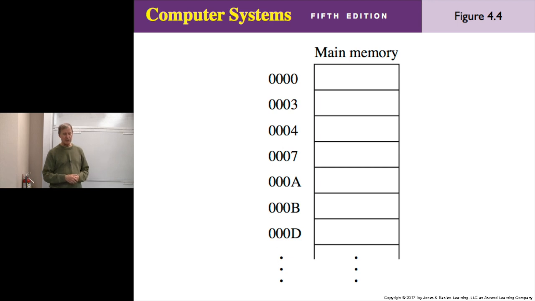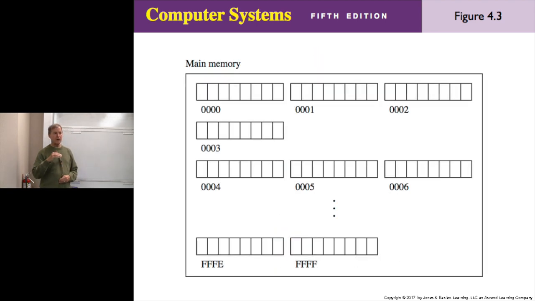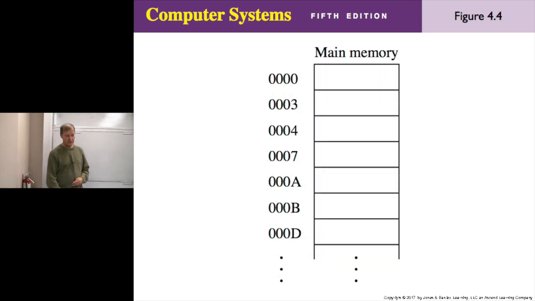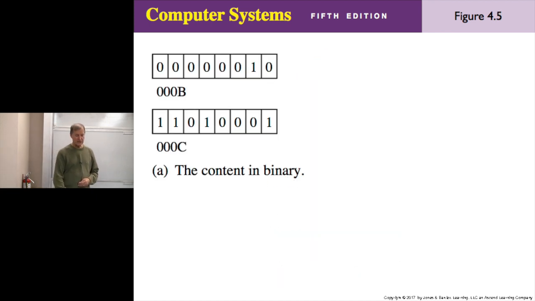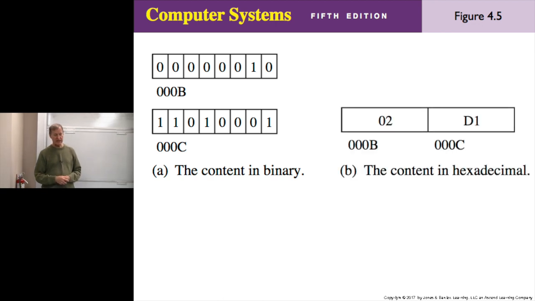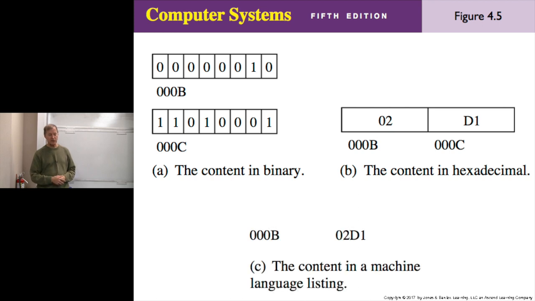And then we said that this figure 4.4 is another way to look at main memory. Oh, and by the way, in figure 4.3, we note that for human consumption, like in a program listing or on a display, there could be more than one byte on a line. Okay, and so we took a look at, in figure 4.4, how even though it looks like there might be the same number of bytes on the line, that is in fact not the case. And then we took a look at figure 4.5, and we saw the distinction between the content in memory as written in binary, the content as written in hexadecimal, and then the content as it would look in a machine language listing. And this is the format that we're going to see today. We're going to take a look at a machine language listing.